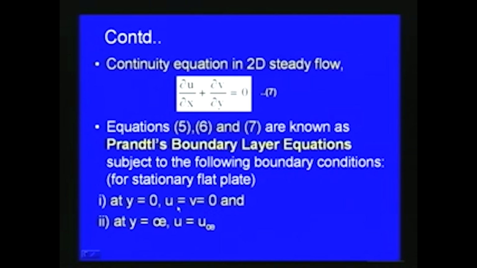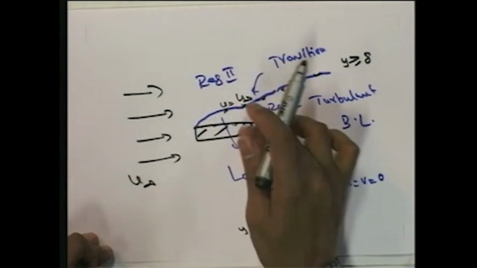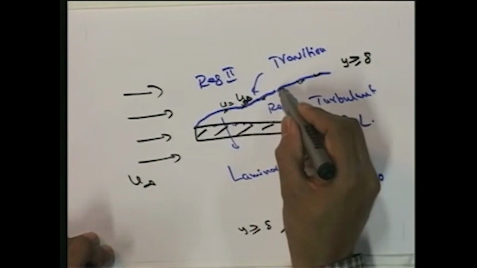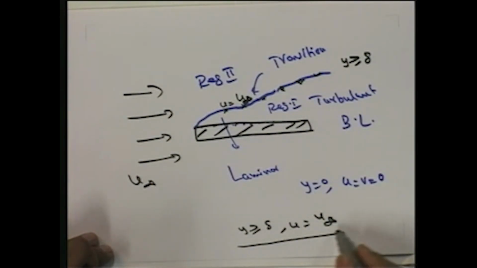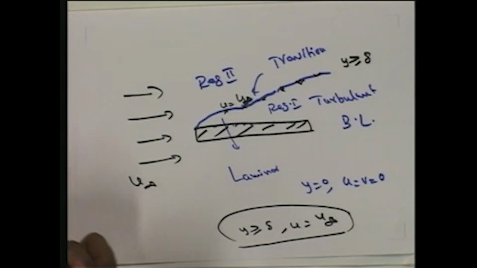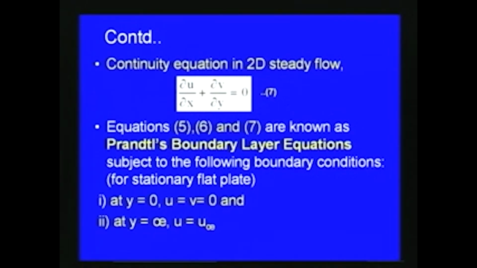Or y is equal to delta also. As we have seen here at this location, u is equal to u infinity. Of course, outside the boundary layer it is the free stream velocity, but in this location also we can write at y greater than or equal to delta, u is equal to u infinity. So these are the boundary conditions for the Prandtl boundary layer equations. Equations 5, 6, 7 and the boundary conditions together we can use to solve the boundary layer problems.